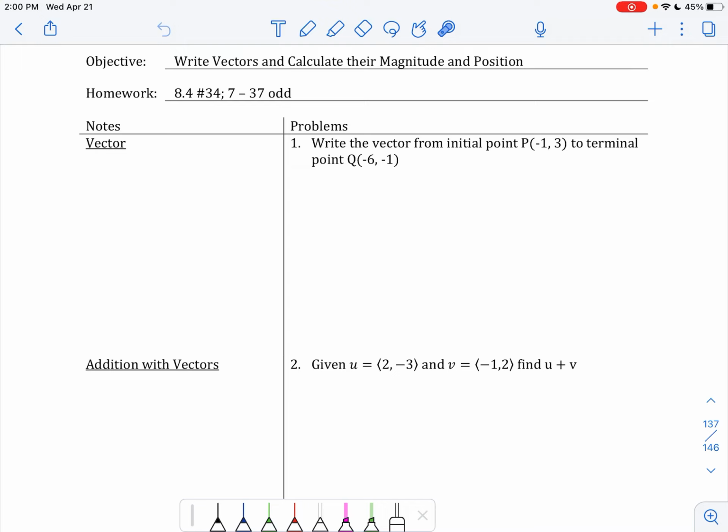So, knowing that, let's get ourselves ready for notes on vectors. So, get yourself pencil and paper, and we're going to get started.